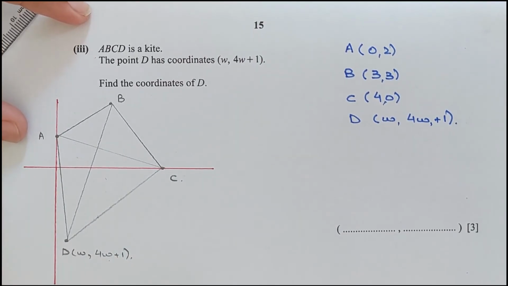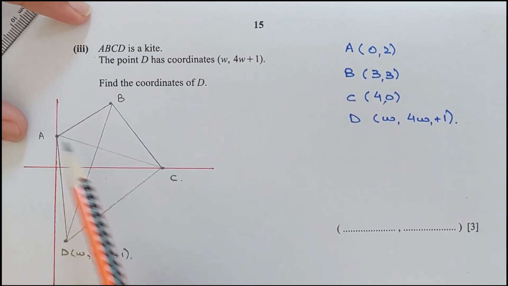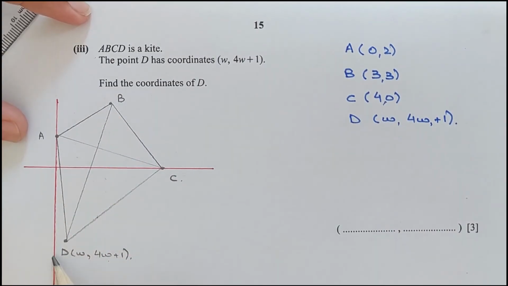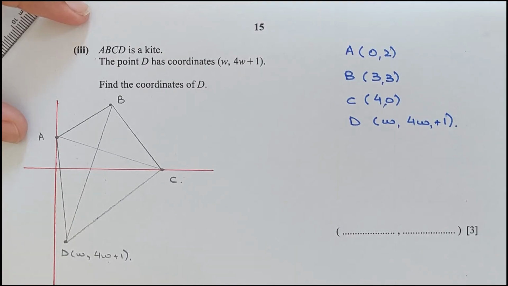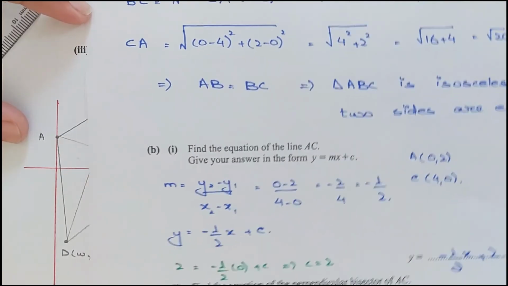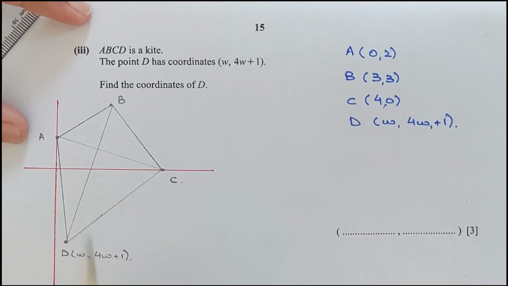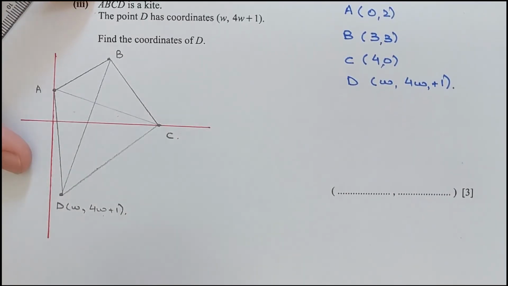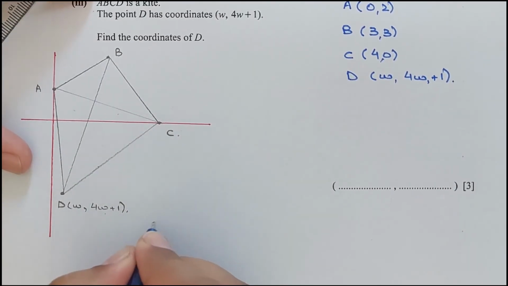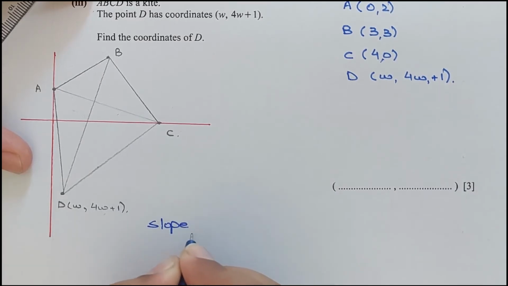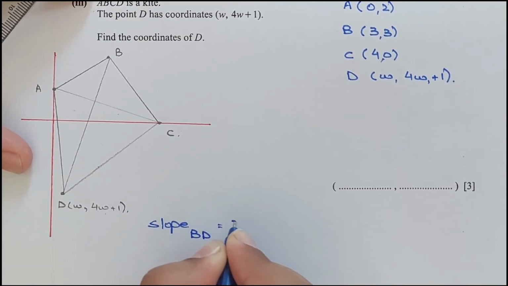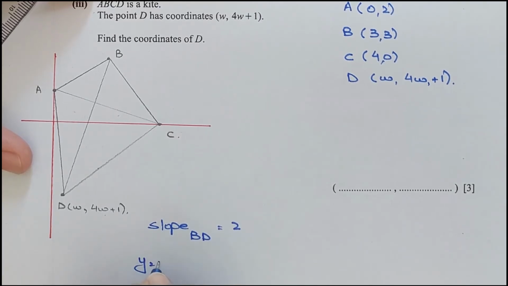Okay, so in the first two parts, we did the equation of the line AC and the line that is perpendicular to AC. So we know the equation of the perpendicular bisector of AC, its slope we have done, which is 2. So the perpendicular bisector of AC is BD. It means the slope of BD is equal to 2. Slope of BD is equal to 2, and the slope formula is y2 minus y1 over x2 minus x1. This is equal to 2.